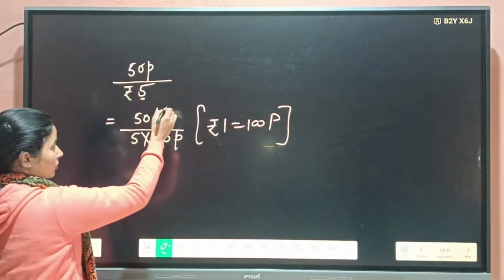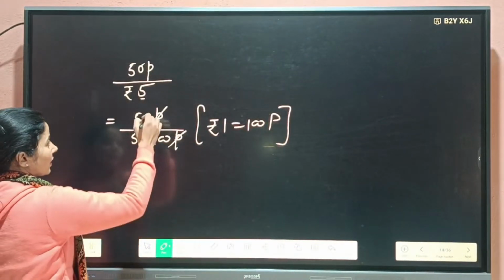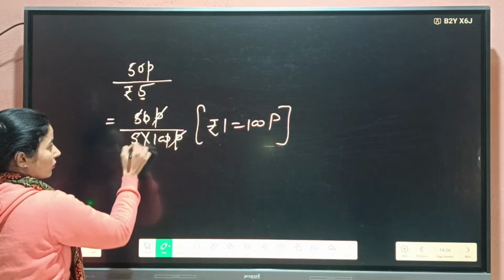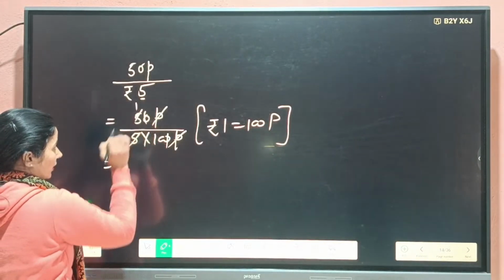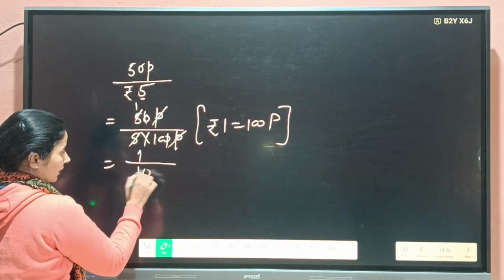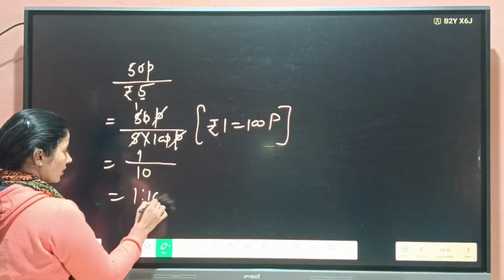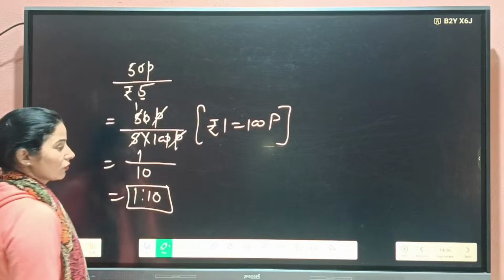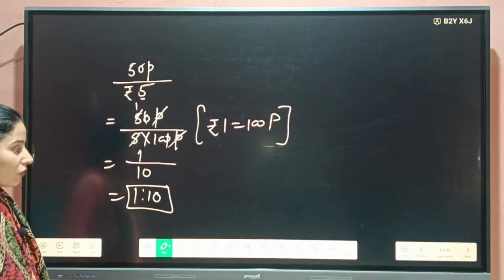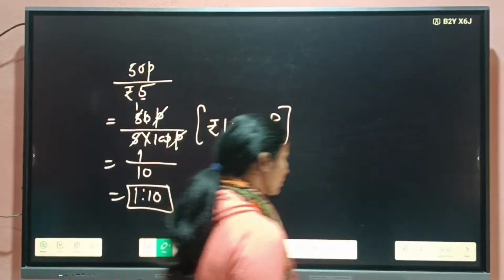So this paise to paise cancel. 10 to 10 cancel. This 5 to 5 cancel. It is 1 by 10. The ratio is 1 ratio 10. What is the ratio? 1 ratio 10. So the first question is completed. What is the second question?